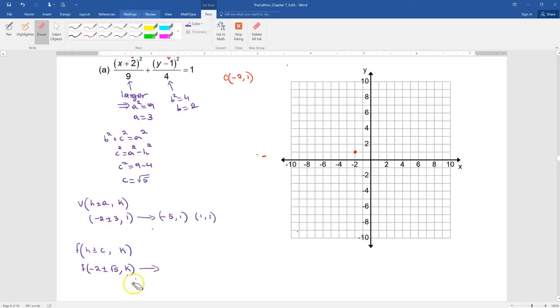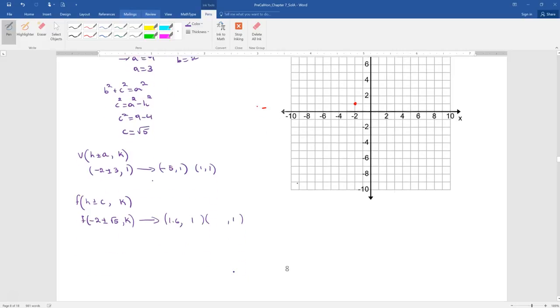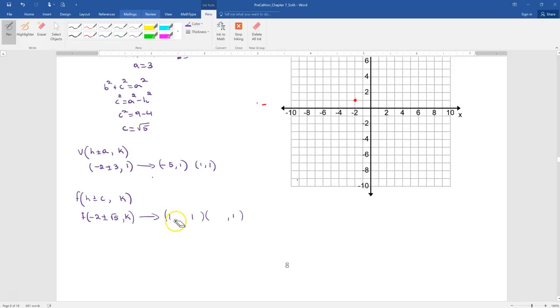Let's do that in decimals. So it's negative 2 plus root 5, negative 2 minus root 5. It's like 0.236, and negative 4.236.